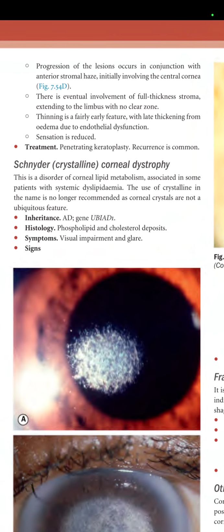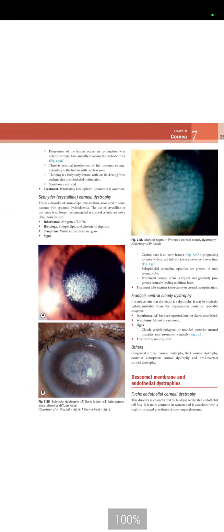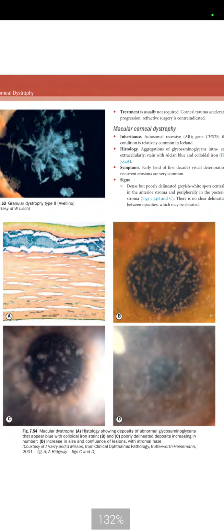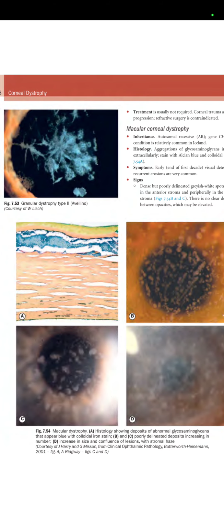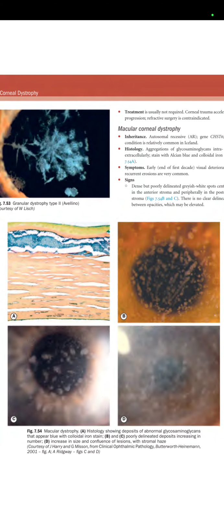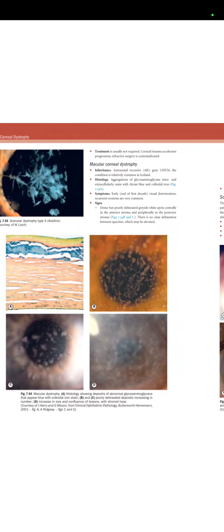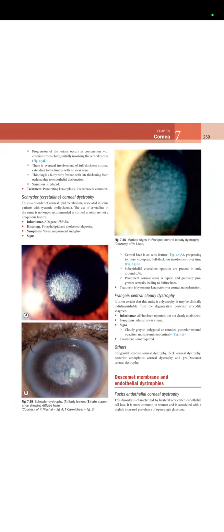Thinning is a fairly early feature, with late thickening from edema due to endothelial dysfunction. Sensation is reduced. Treatment is with penetrating keratoplasty. Recurrence is common. So you can see figure 7.54, macular dystrophy. Histology shows deposition of abnormal glycosaminoglycan that appears blue with the colloidal iron stain. B and C show poorly delineated deposits increasing in number and size, and confluence of the lesions with the stromal haze. So remember that macular corneal dystrophy involves the periphery.